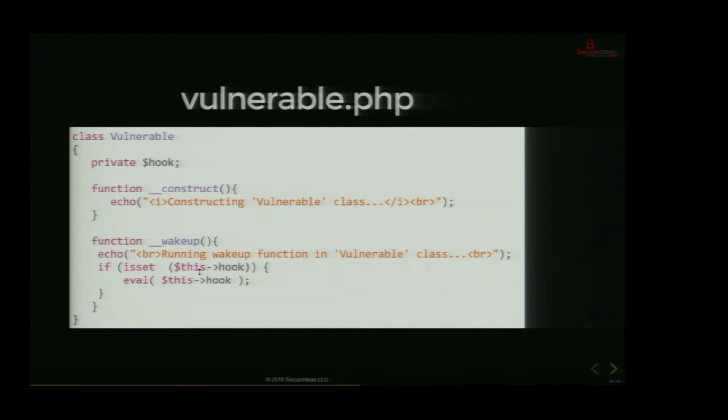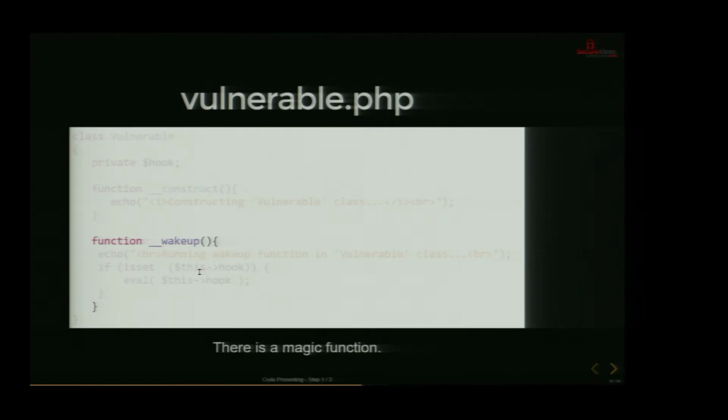Okay, so our vulnerable class, I kept it as simple as possible. It has one of these magic functions. It has a wakeup function. So that means upon deserialization, if I have this type of object in there, the wakeup function is going to get called. And in this case, the wakeup function does something really dumb. But I've run into this. Developers do dumb things.